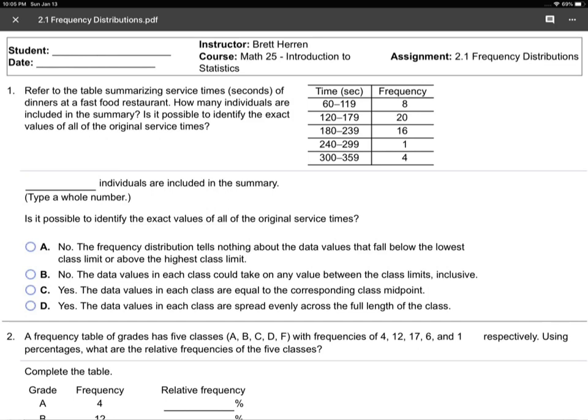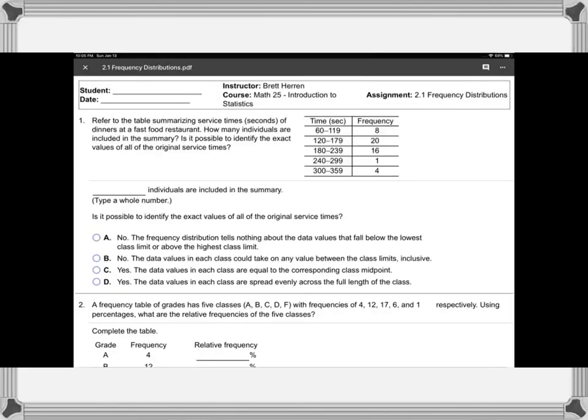All right. So I'm going to dive into the actual homework. Here's where I'll slow down and show you what we're talking about. Refer to the table summarizing service times of dinners at a fast food restaurant. How many individuals are included in the summary? Is it possible to identify the exact values of all the original service times? Let's answer the questions one at a time. Let me make this a little bigger so you can all see it, and I'll copy it over. Here's where I'd encourage you to take more careful notes.